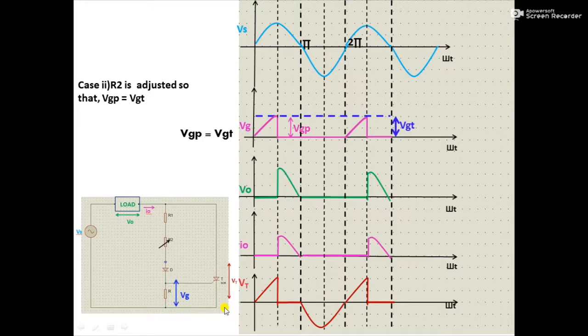You can see here with this blue arrow, these two arrows are showing the firing angle of this SCR. Firing angle means the angle at which the SCR turns on. It is also called the triggering angle or turn on angle. So the firing angle here is 90 degrees. Alpha is equal to 90 degrees because your thyristor is turning on at the instant pi by 2, or 90 degrees. So in this case where VGP is equal to VGT, the firing angle is equal to 90 degrees.